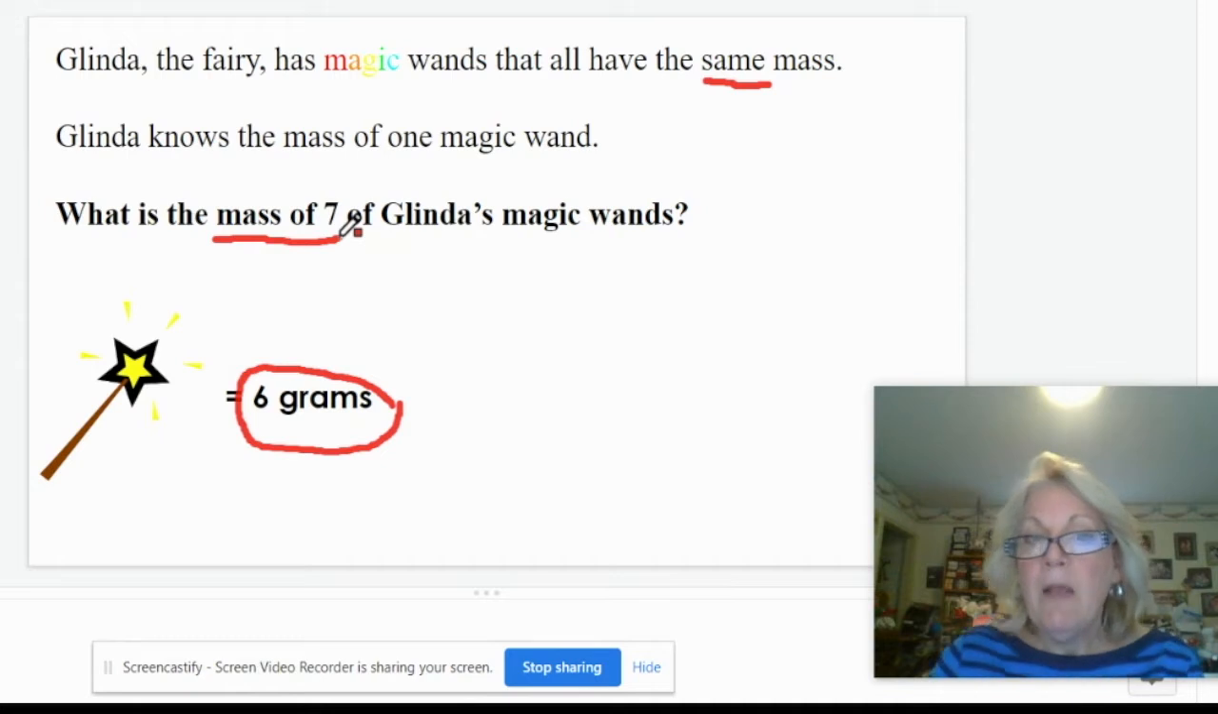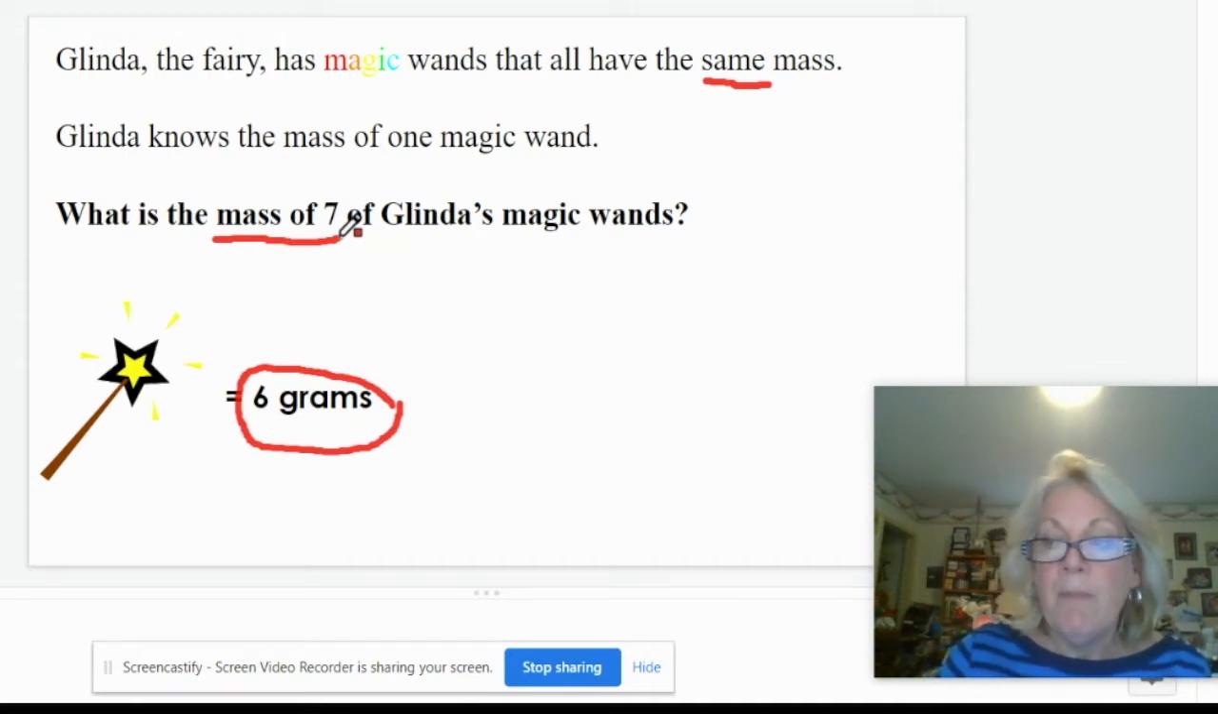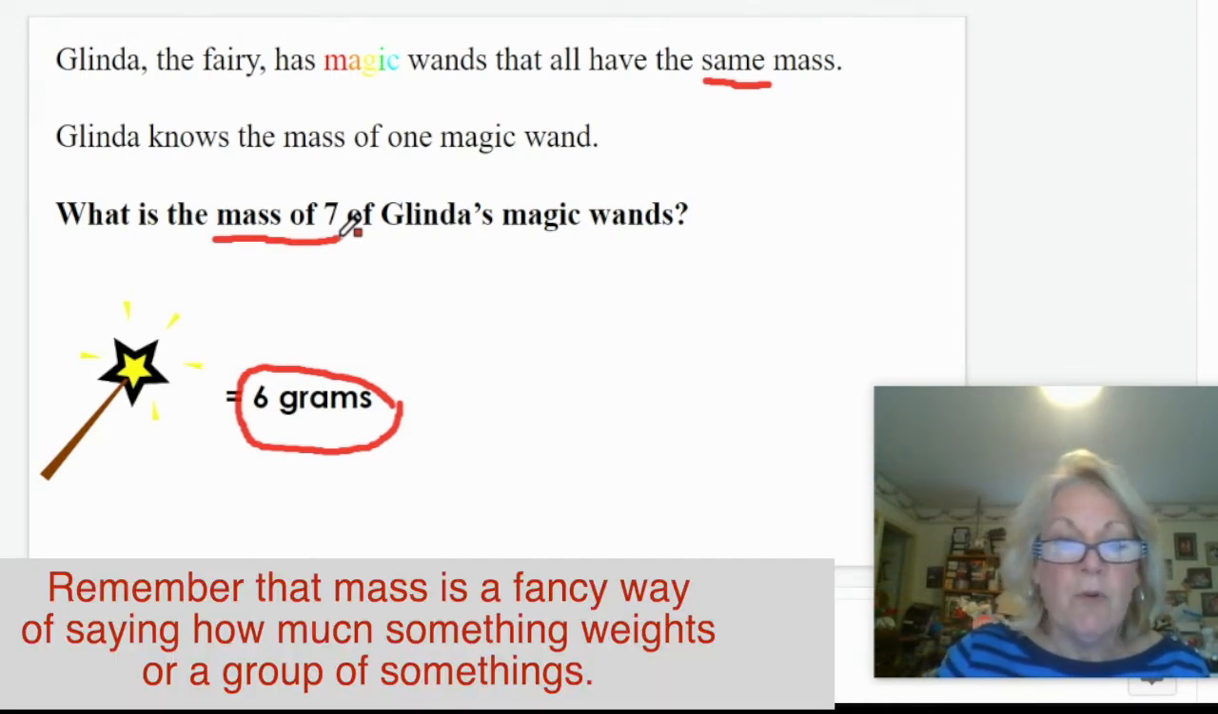So I've read my word problem and I've identified my key important parts of information. Next, I need to figure out the strategy. Well, I'm not going to add the grams of 1 magic wand to the mass of 7 because we're talking about 2 different things, so that doesn't make sense. The same thing with subtraction. Let me think about multiplication. I know that 1 of the wands is 6 grams, and then she has a total of 7 wands.